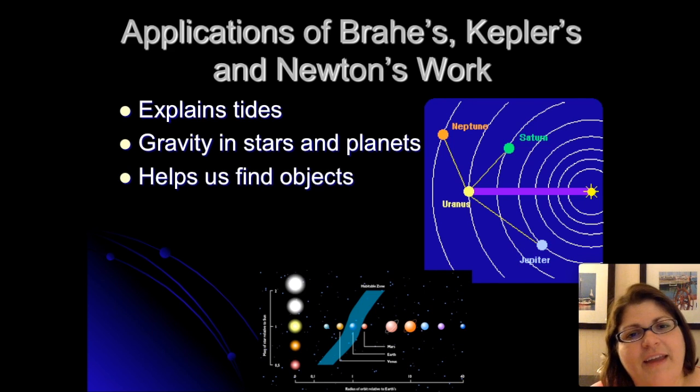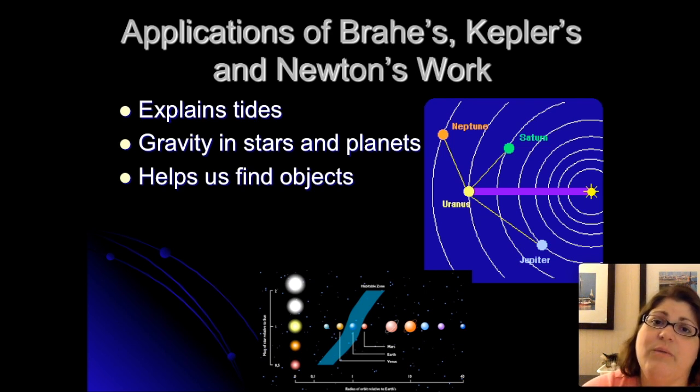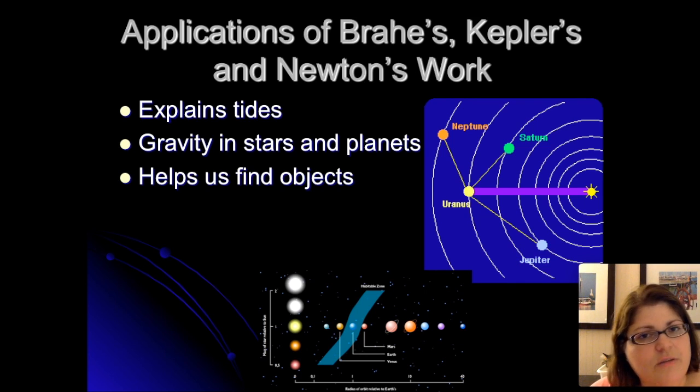It also helps us find objects. So for most of human history, we only knew about Mercury, Venus, Earth, Mars, Jupiter, and Saturn, because that's what we can see. Uranus and Neptune weren't discovered until we had better technology. So Uranus was discovered by accident with a telescope. And once we looked at Uranus, we saw, hey, Uranus isn't moving the way that we think it should.